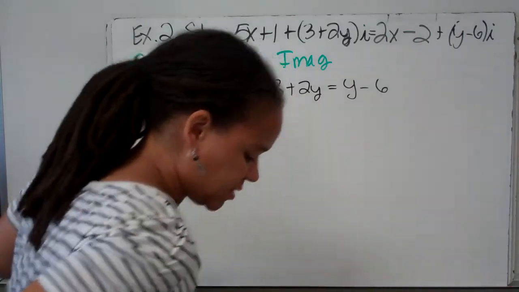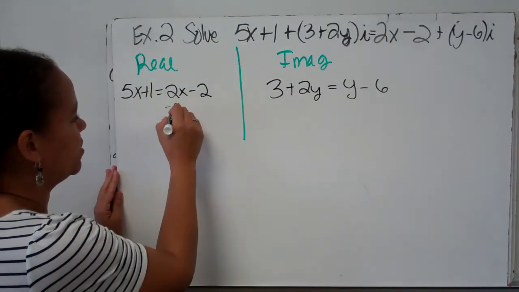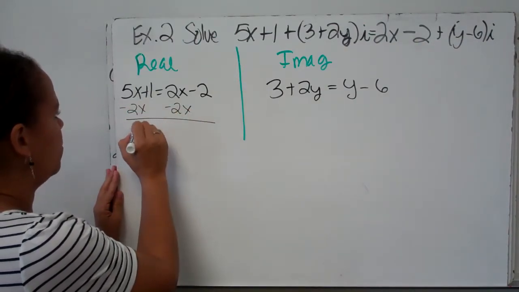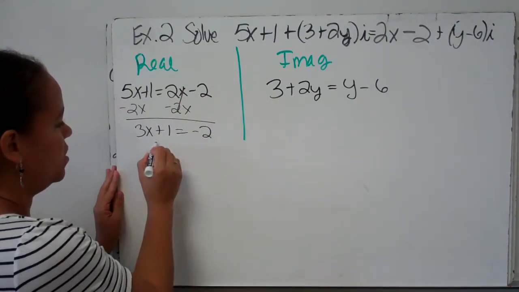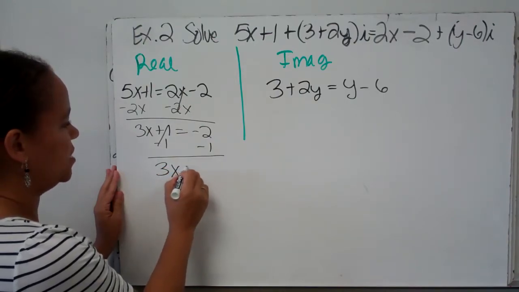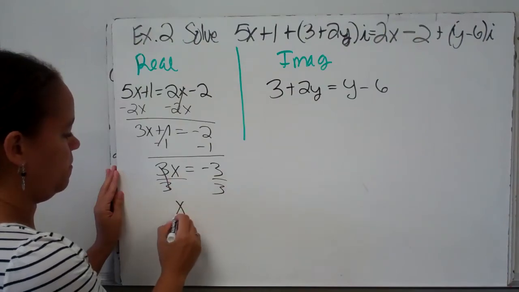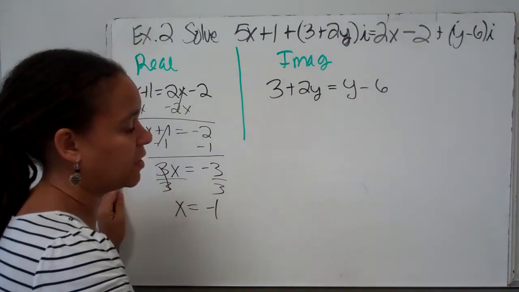All right, we just go ahead and solve this. We want to get our x's together, so I would subtract 2x from both sides. We have 3x plus 1 is equal to negative 2. Let's subtract 1 from both sides. 3x is equal to negative 3. And divide by 3. So here I've solved for x, and now we're going to do the same thing for y.